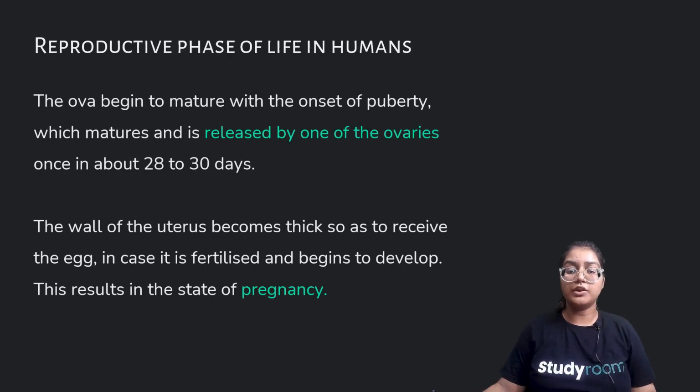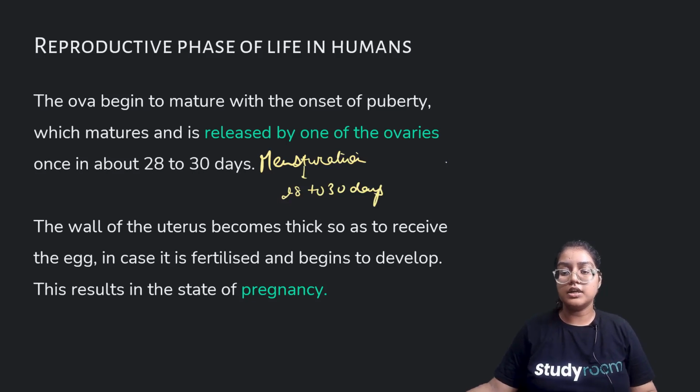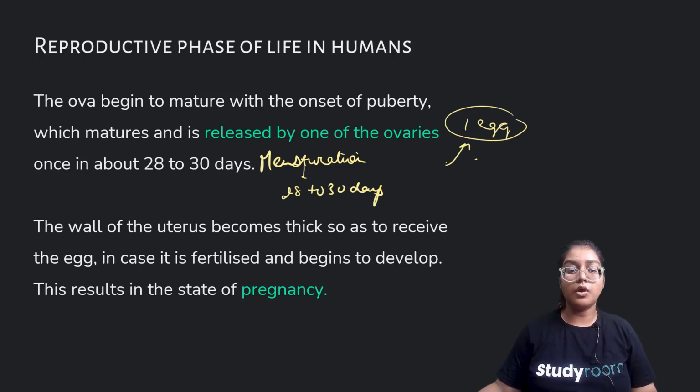The ova begin to mature with the onset of puberty, and one is matured and released by one of the ovaries once in 28 to 30 days. So this is about menstruation. So what happens? The menstrual cycle appears once in a month, every 28 to 30 days. So our ovaries release one egg each time within a month. So the ova begin to mature with the onset of puberty, and it releases one egg.